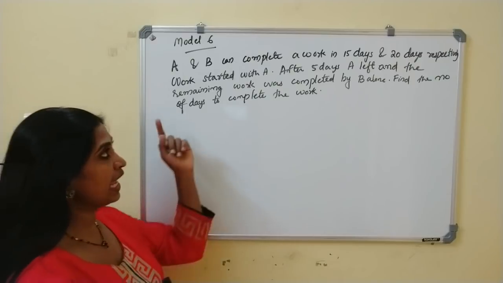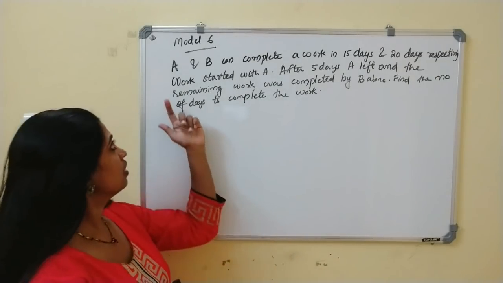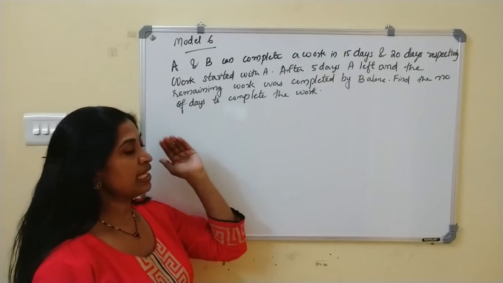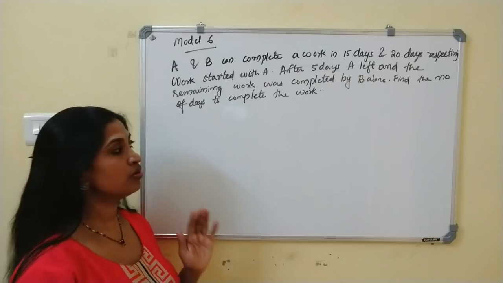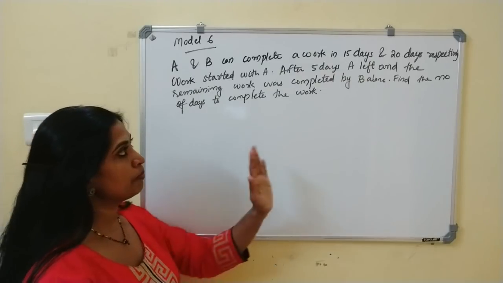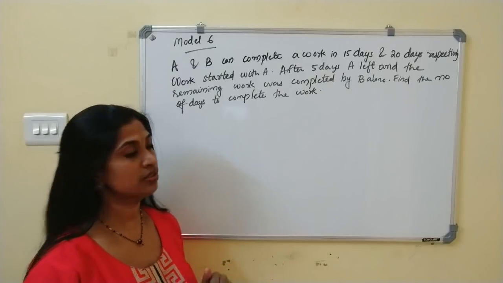It is given that A takes 15 days to complete the work and B takes 20 days to complete the work. Work started with A. A started working, and after 5 days, A left. So the remaining work was completed by B alone. Find the number of days to complete the work.